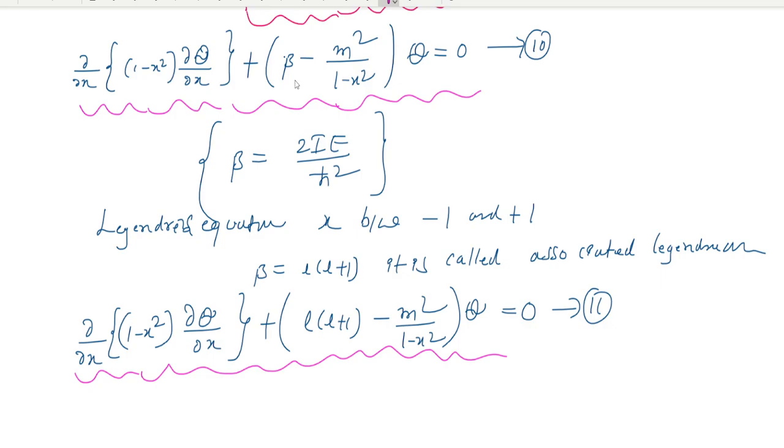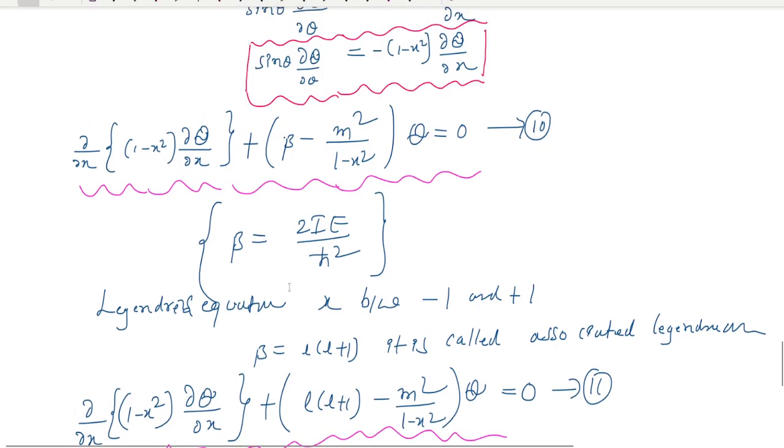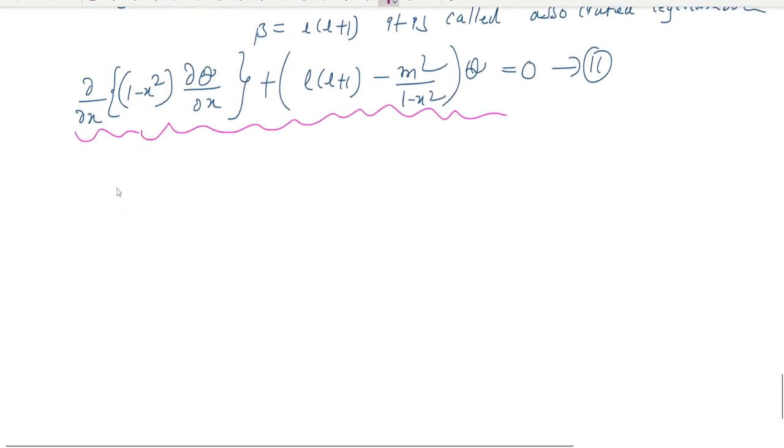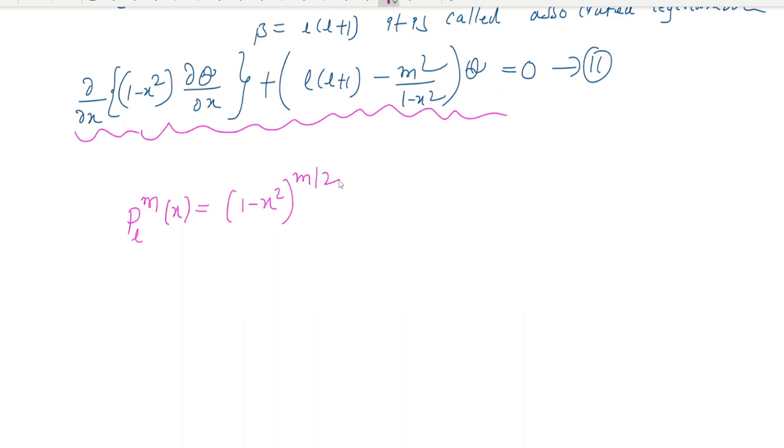So the solution of this equation, the associated Legendre function, we need to write like this: P L M of x equal to 1 minus x square whole power m divided by 2, d^m P_L of x divided by dx power m, where this P suffix L of x is a Legendre polynomial of degree L.